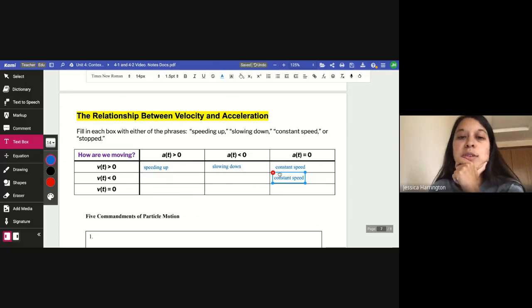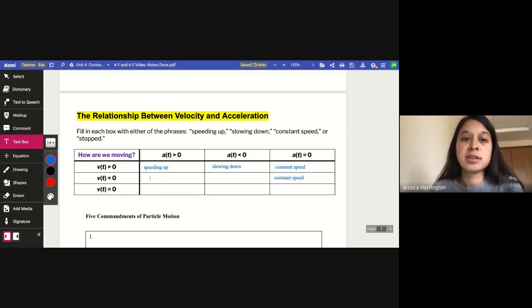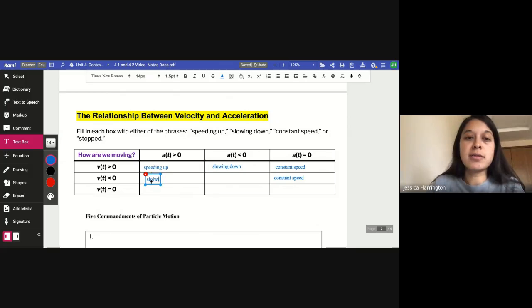Okay, now let's go through the second row, those other two. If the velocity is less than 0, we know the object is moving towards the left, but then also the acceleration is greater than 0. So that thing is slowing down.